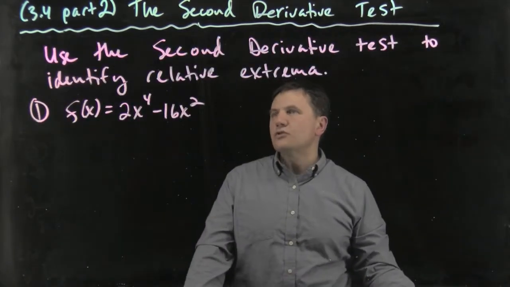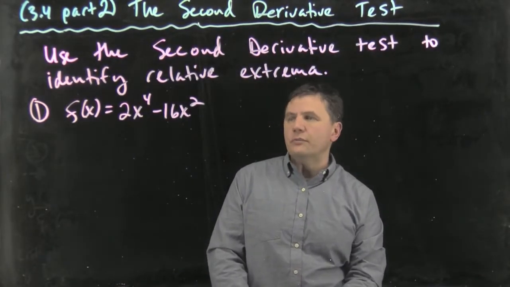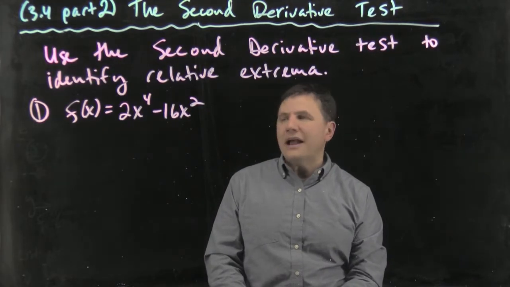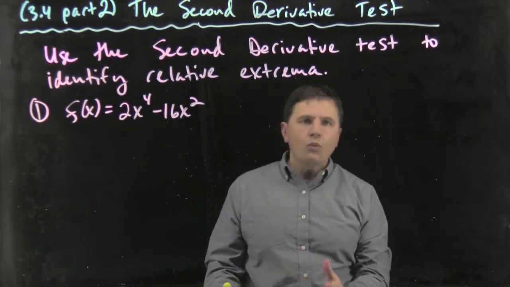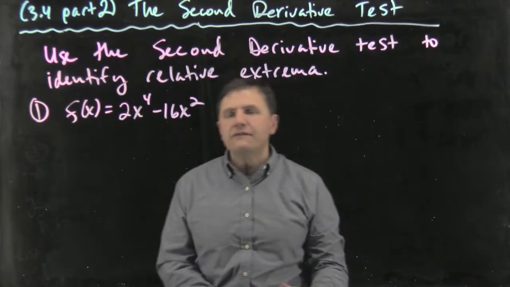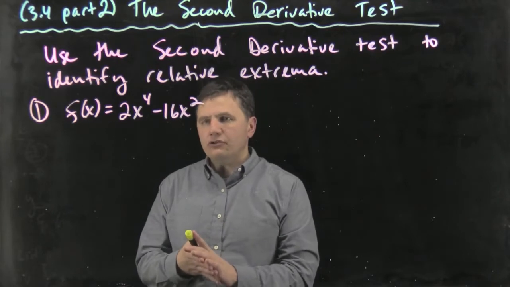Okay, so let's do our first example. So once again, we're using the second derivative test to identify relative extrema, either relative max or min. We start with polynomials, and once again, polynomials are well behaved. We don't have to worry about continuity issues. We don't have to worry about differentiability issues.